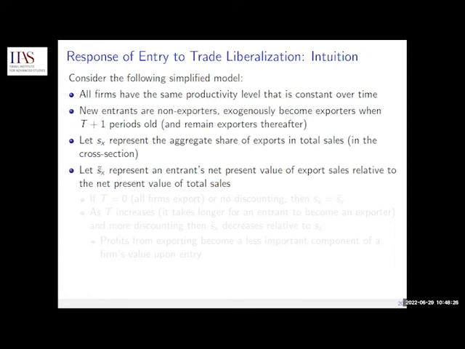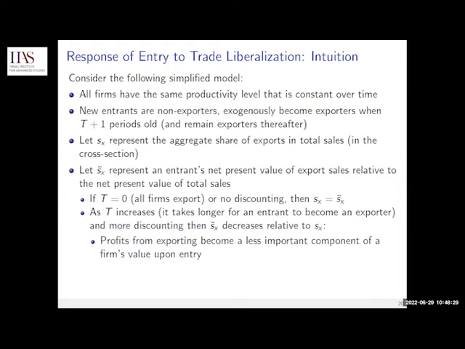And so it turns out in this model, if firms don't have to wait to export, all the firms export, then these two shares have to be equal, right? Otherwise, as T increases, just because of discounting, it's going to push the profitability of exporting for an entrant below what it is for the other ones, because the entrant has to wait before it starts exporting. So as I increase T from zero, I'm pushing this lower than this, okay? And essentially that's going to be enough to give me a negative response of entry to trade liberalization.